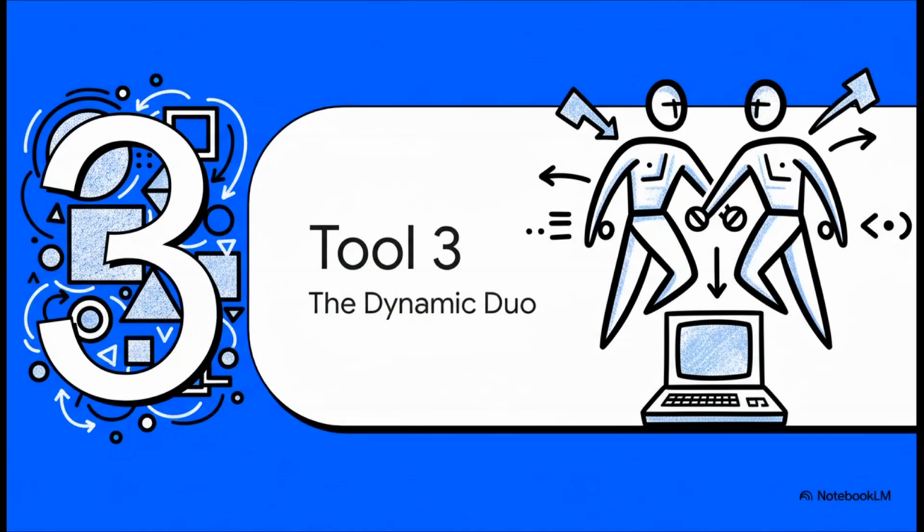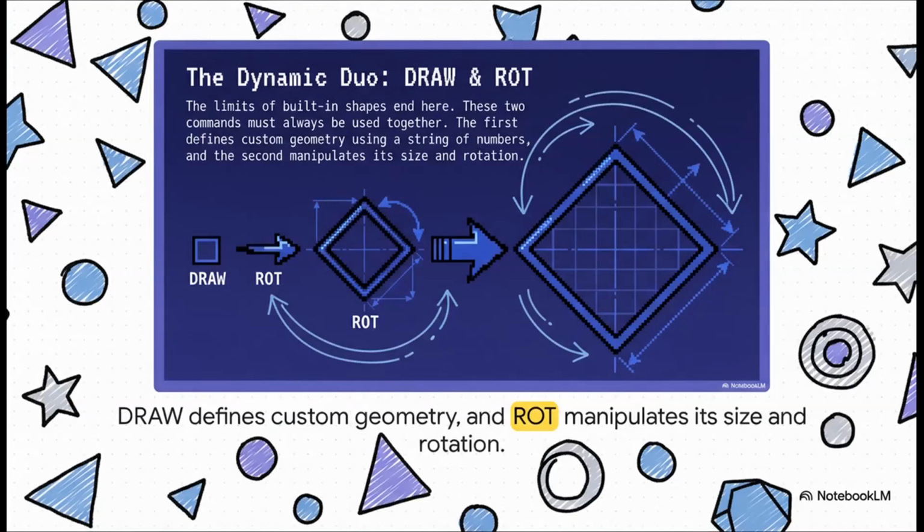So far, we've drawn curves and we've filled in shapes. But what if you wanted to create something completely custom, something nobody had ever seen before? For that, we turned to the dynamic duo, the 2 commands that offered nearly limitless creative freedom. So meet DRAW and ROT. Now these 2 commands had to be used together, always. DRAW was for defining any shape you could possibly imagine using just a string of numbers. And then ROT would take that shape and bring it to life by rotating it and resizing it.